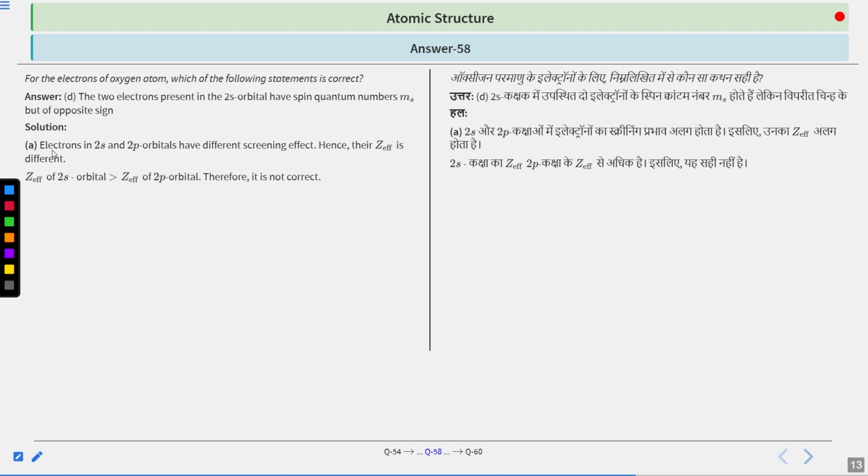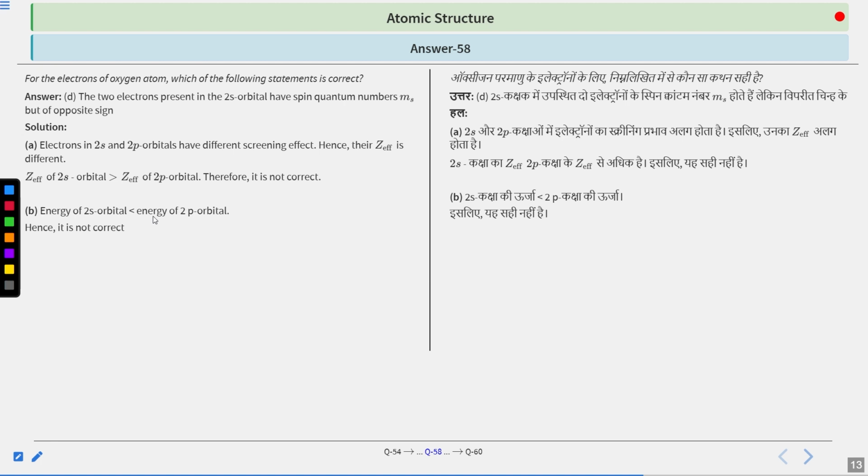So what is the solution? First of all, the first statement says that electrons in the 2s and 2p orbitals have the same screening effect. No, it is not true, because if you take 2s, then excluding the outer orbitals, the inner orbital is 1s, so 1s contributes to the shielding effect. If you consider 2p, then 2s also contributes to it. So they have different screening effects, hence their Z effective is different. Z effective of 2s is greater than Z effective of 2p. Therefore, it is not correct.